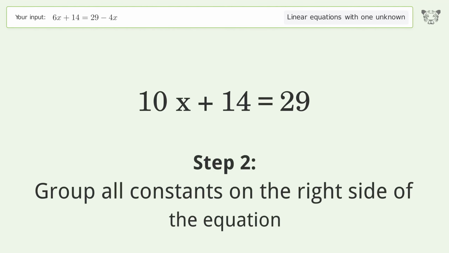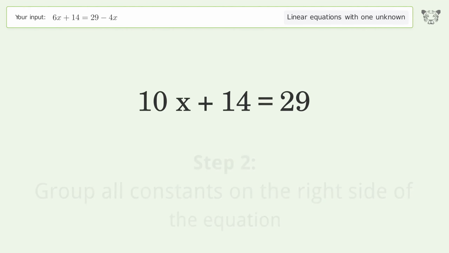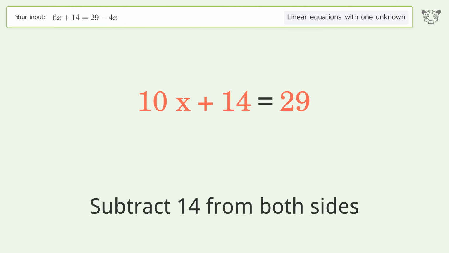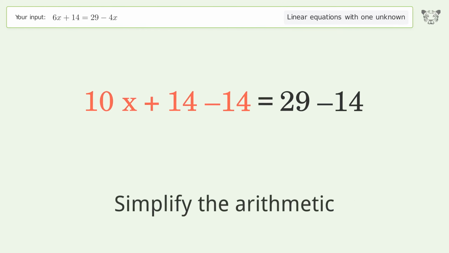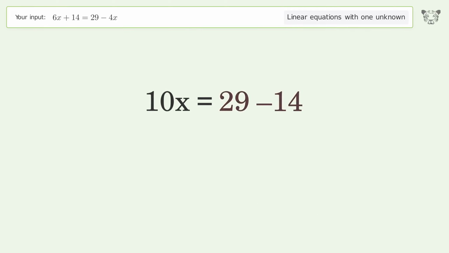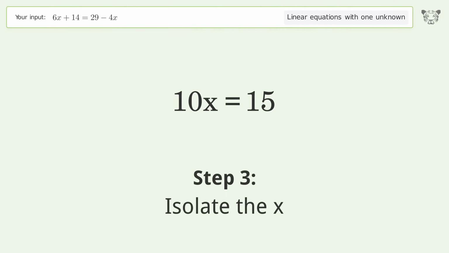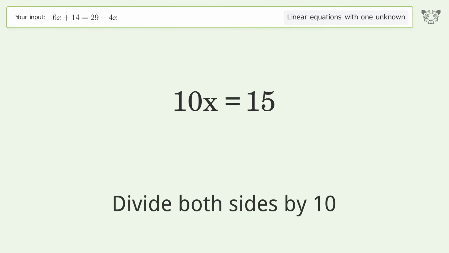Group all constants on the right side of the equation. Subtract 14 from both sides. Simplify the arithmetic. Isolate the x. Divide both sides by 10.